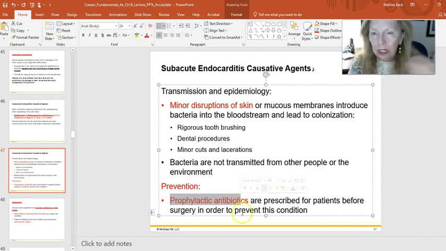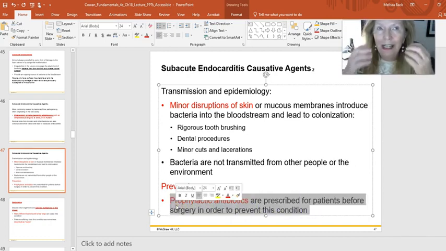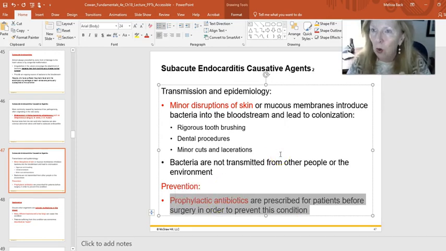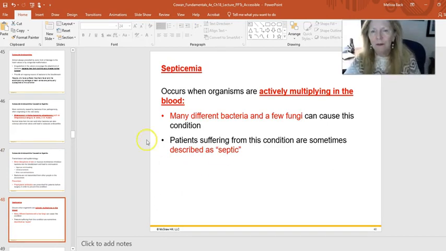And then we would want to give, before anything is done, before we know that these microbes might be introduced, like dental procedures or surgeries or anything that might be invasive, they will give prophylactic antibiotics before the procedures to try to knock down some of those numbers that might be introduced into the bloodstream during the procedures.